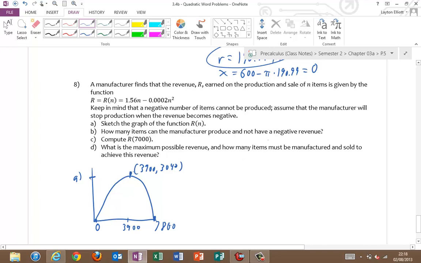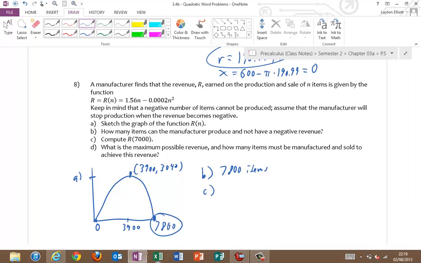How many items can the manufacturer produce and not have negative revenue? That would be this many, because that's your x-axis. You remember, n is the number of items. So we could say 7800 items was the most. That's where you have 0 revenue, but any more than that, and you start having negative revenue.